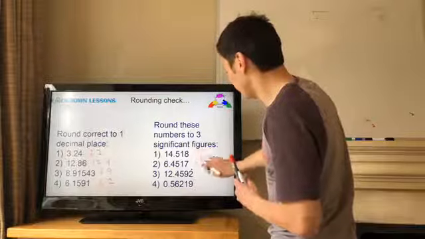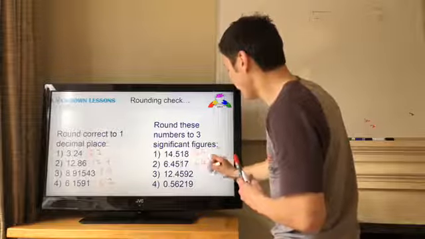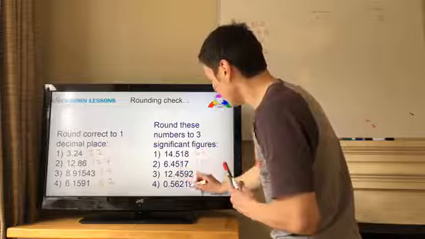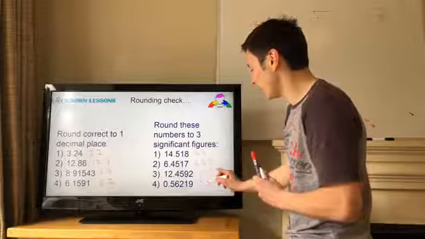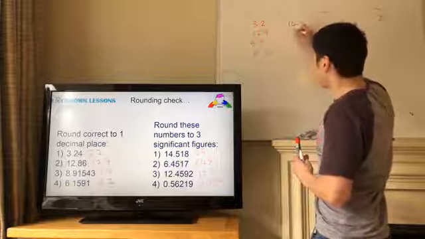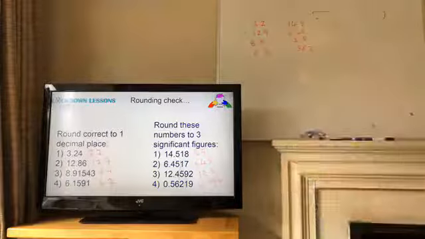These ones here, we've got 14.5, 6.5, 6.56, the value line is going to go 6.45, 12.5, and this one, the 0 does not count, so your line will actually go there, so this will be 0.562. So 14.5, 6.45.